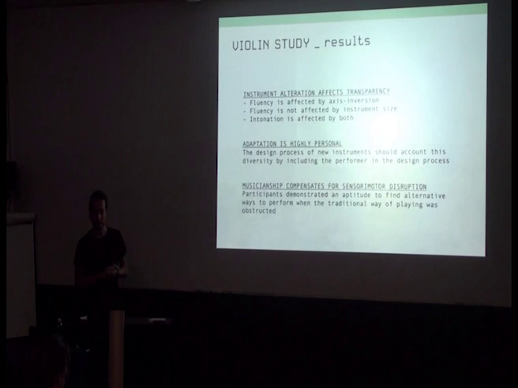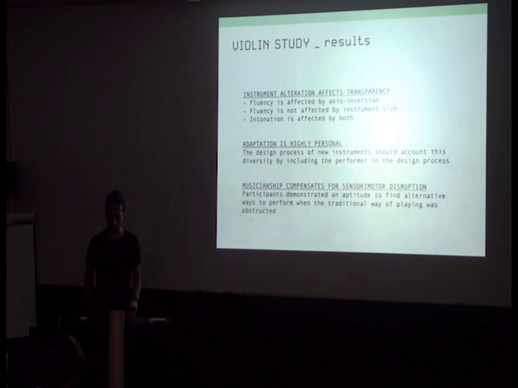So instrument operation actually affects transparency. The fluency of the performance is affected by axis inversion, so with the reverse violin, but not by instrument size. So they were fluent even when playing the tiny violin. However, the intonation, as you probably heard, is affected by both alterations. The adaptation is highly personal. That's an important thing when you design an instrument. You have to take into account that each individual has a different capability to adapt to a new instrument.